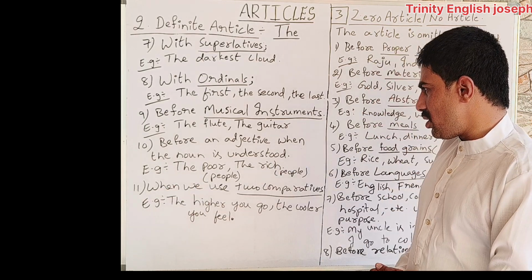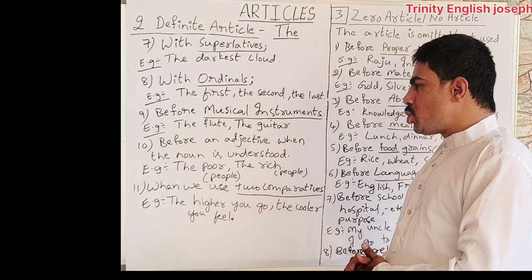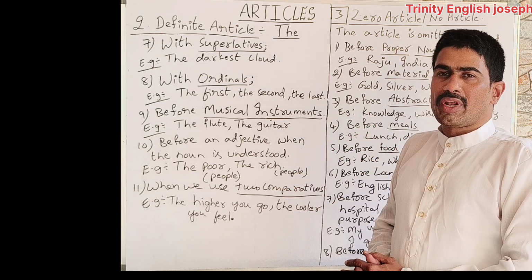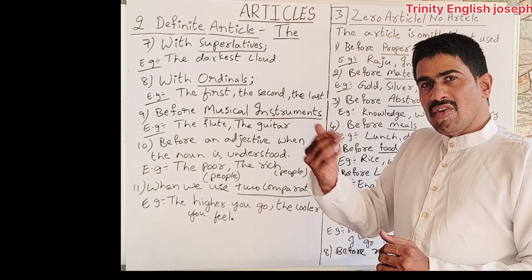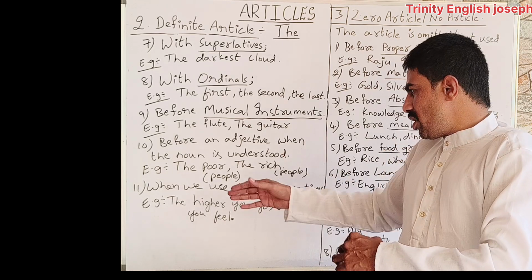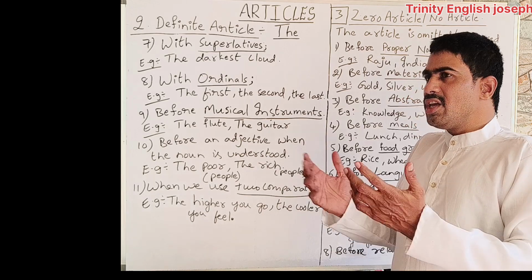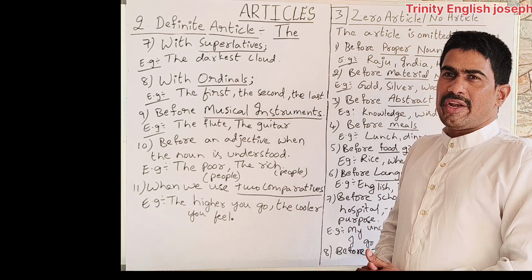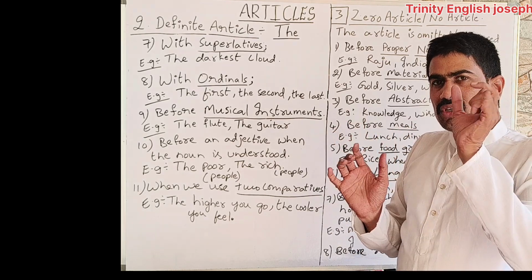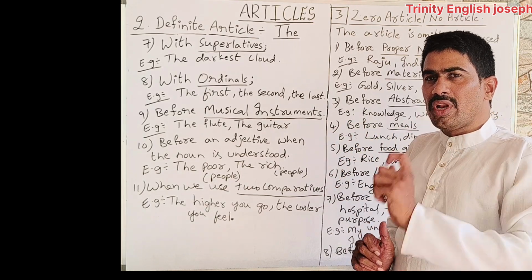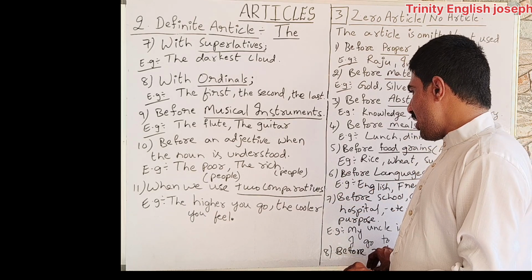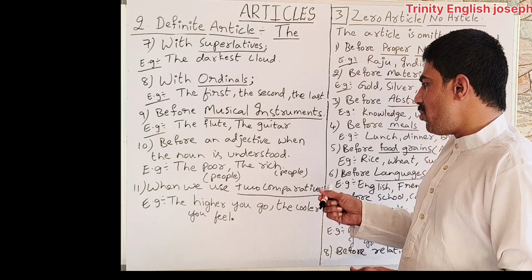And the 11th use is when we use two comparatives. Generally, in the positive, comparative and superlative degrees, the degrees of comparison, we will be learning about them in our next video. Here, generally we use one comparative. He is taller than his brother. Here we use the word taller, and this is only a single comparative. But when we use two comparatives, then we use the before them.